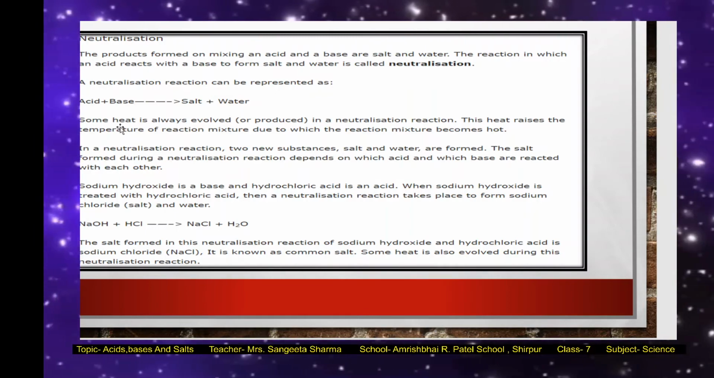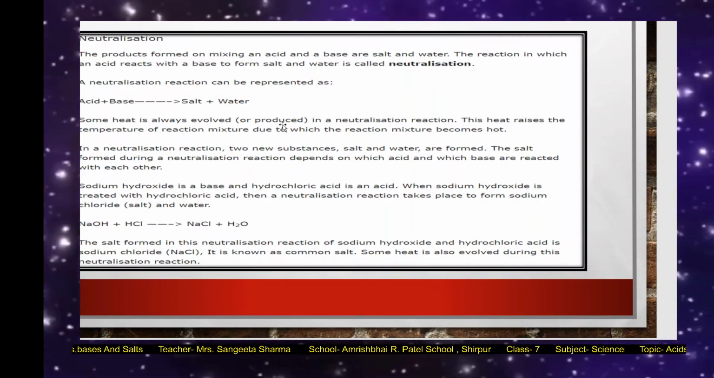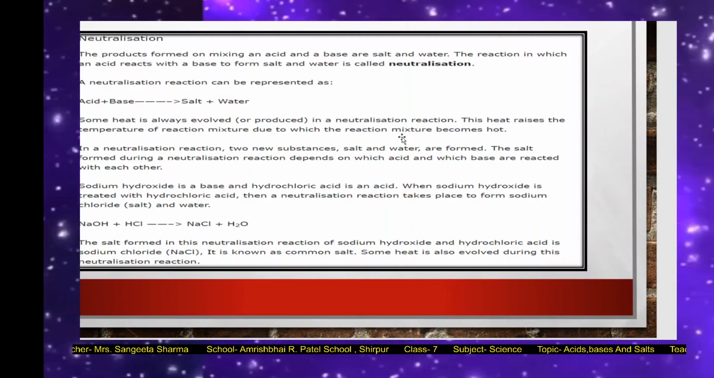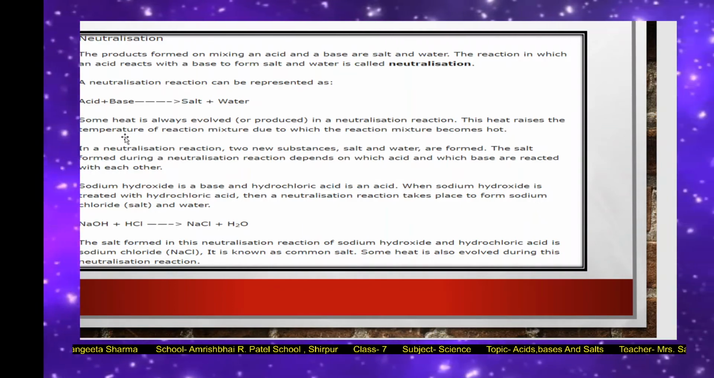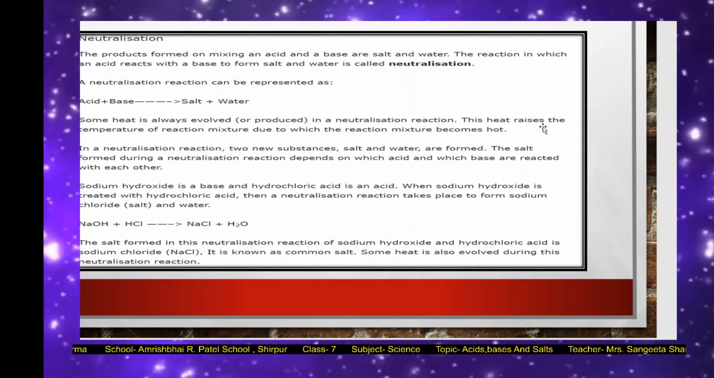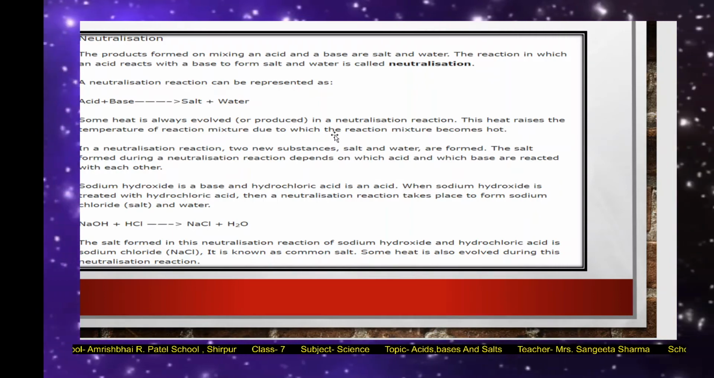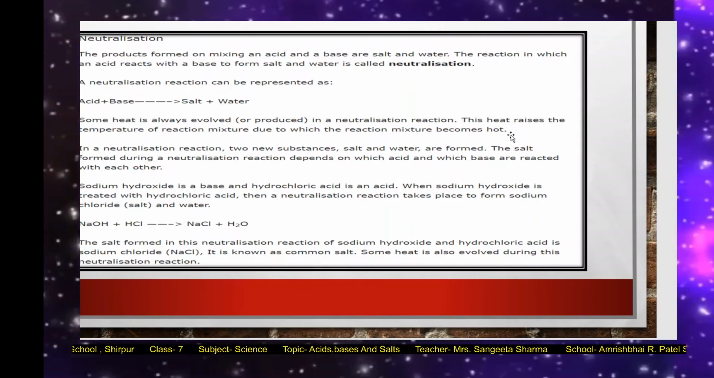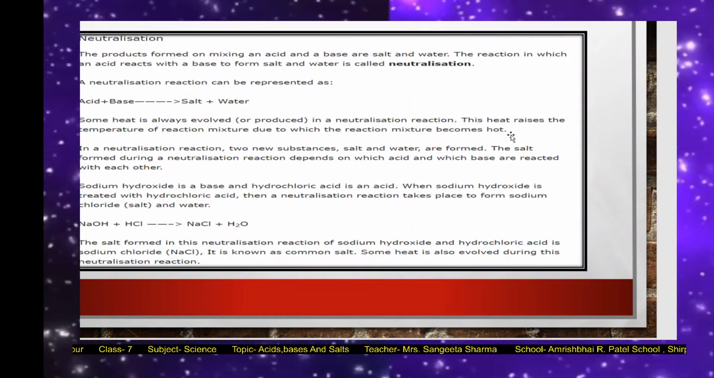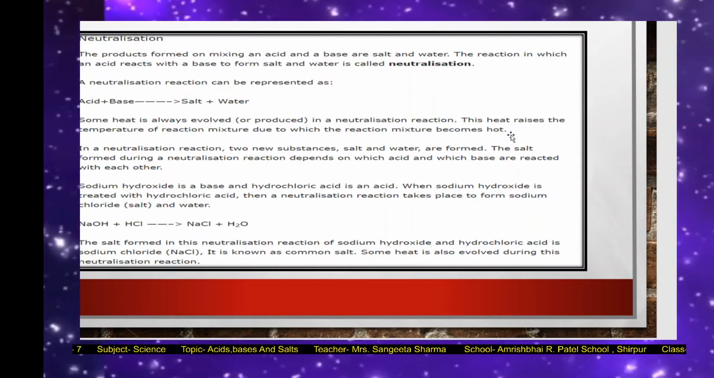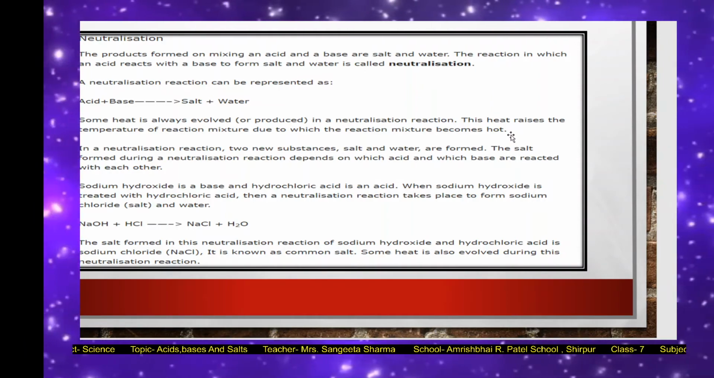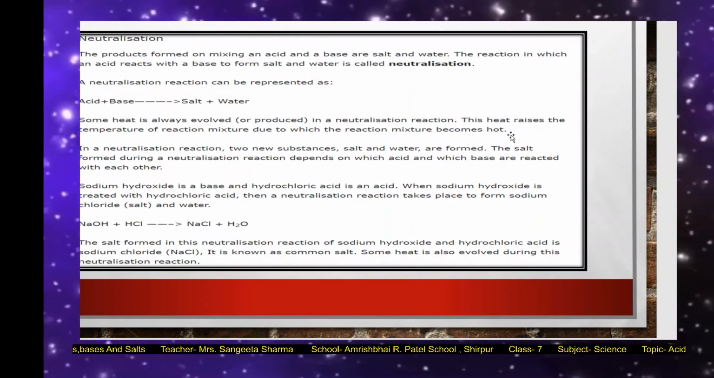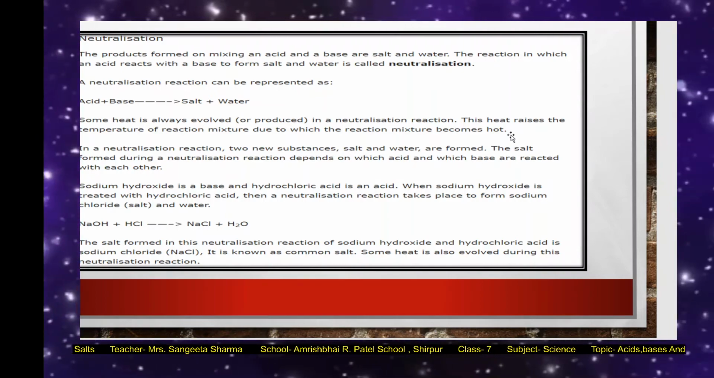In this reaction, some heat is always evolved, meaning produced. This heat raises the temperature of the reaction mixture, due to which the reaction mixture becomes hot. Whenever this reaction takes place, heat is evolved and the temperature rises. So this heat raises the temperature of the reaction mixture in the beaker, and the beaker becomes hot because of the heat produced during the reaction.